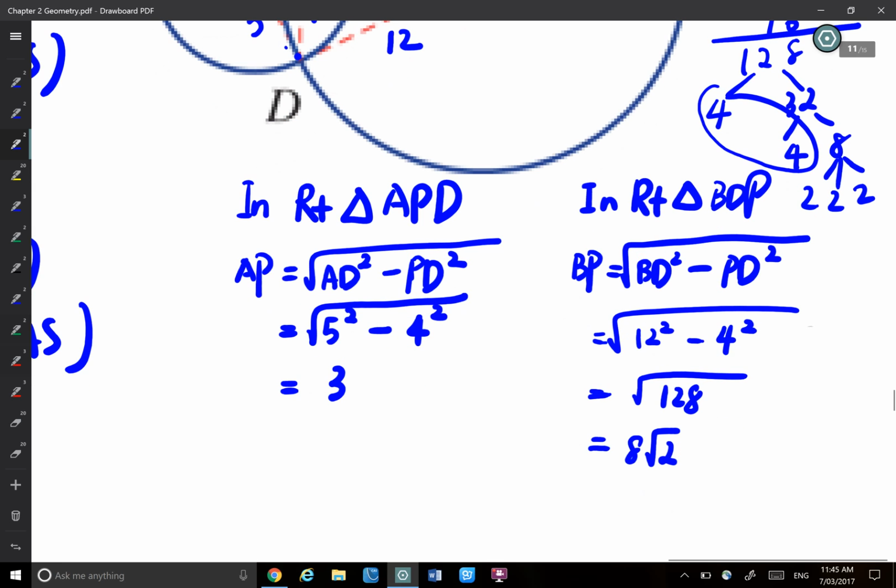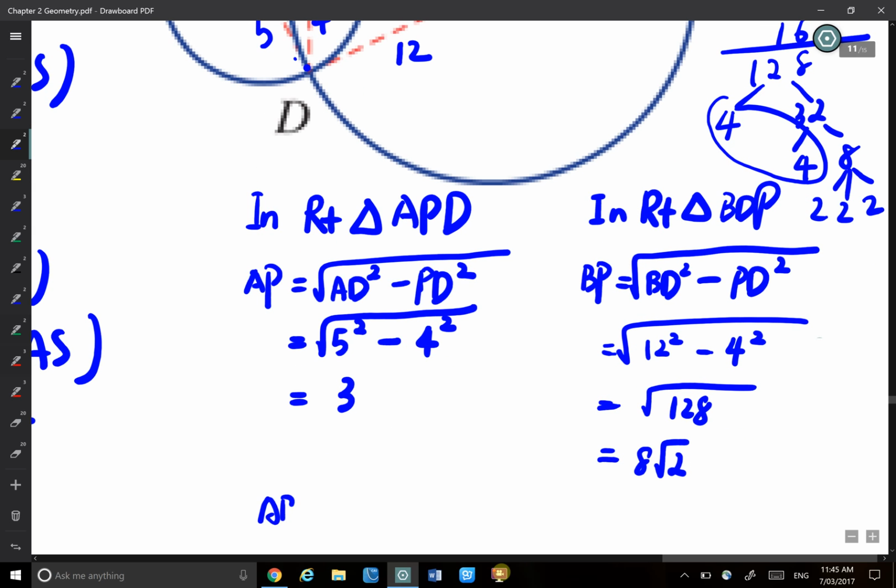So what is AB? AB equals AP plus PB, and that equals 3 plus 8 square root 2.